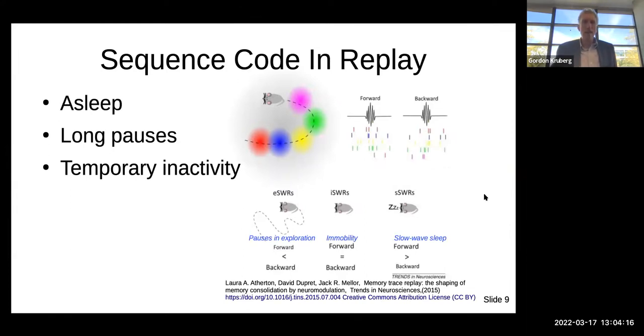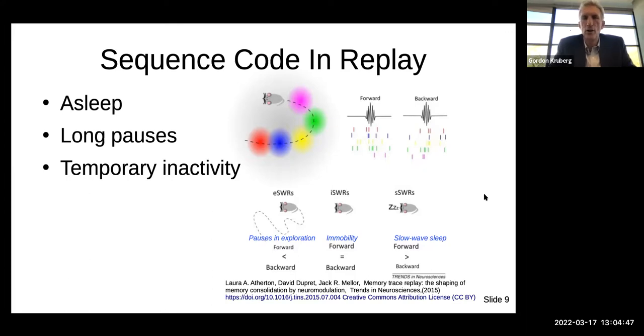When theta is not running, during periods of inactivity, two notable times, for example, after receiving a reward, or particularly during slow wave sleep, the hippocampus will replay the place cells, and again, it plays it in sequence, but this time it plays it in rapid bursts up near 200 Hertz. And it's enveloped by what has historically been described as a sharp wave.